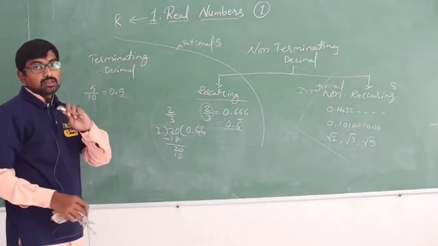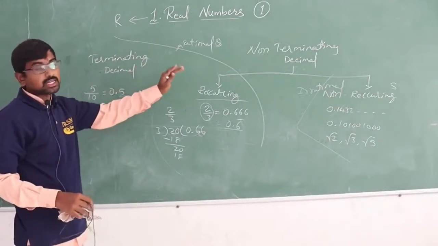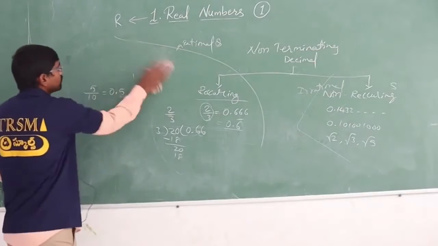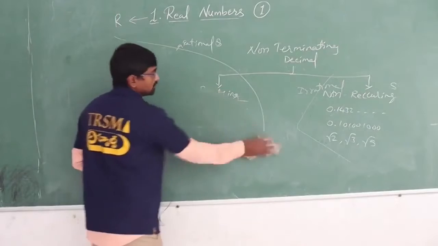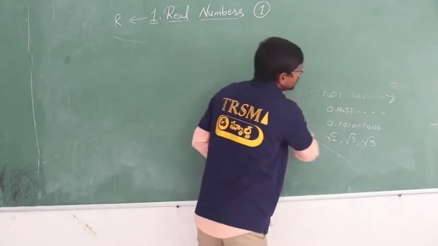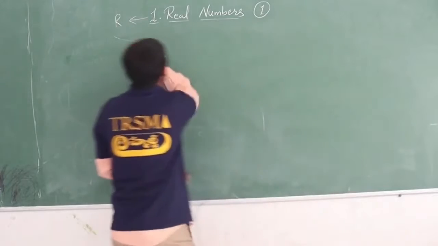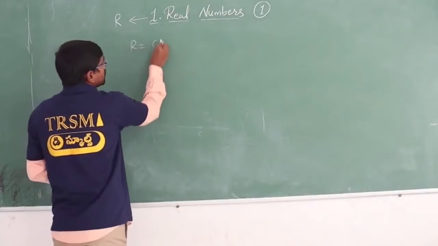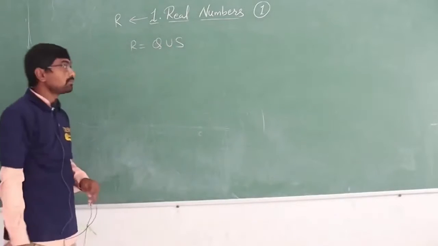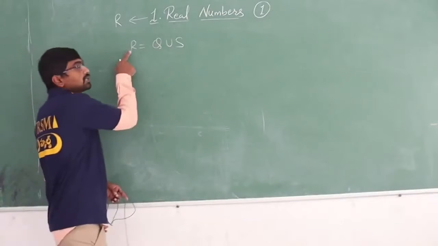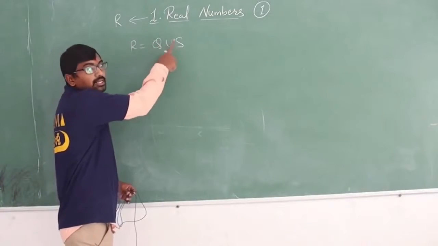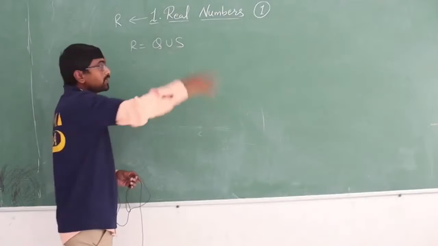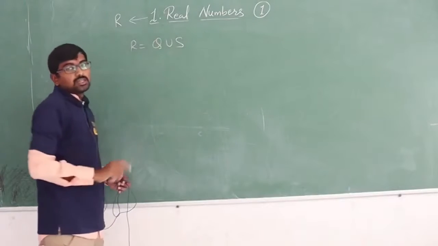I think you have got the difference between rational and irrational and the exact definition for real numbers. So real numbers can be written as real numbers equals Q union S. That is, real numbers are the set of both Q and S, rational and irrational. It is called union. Union means combination. Combining both rational and irrational, we get real numbers.